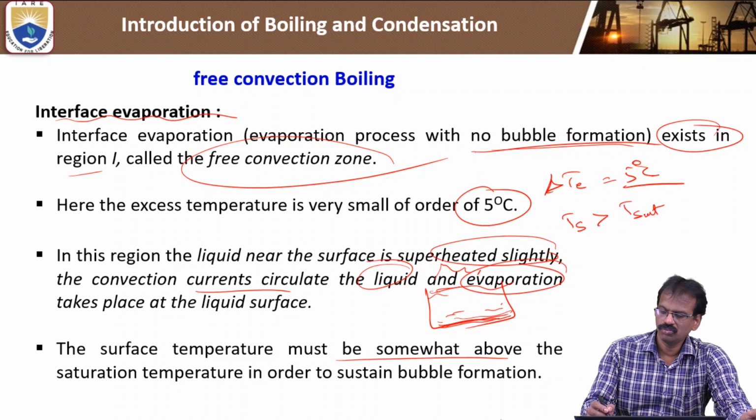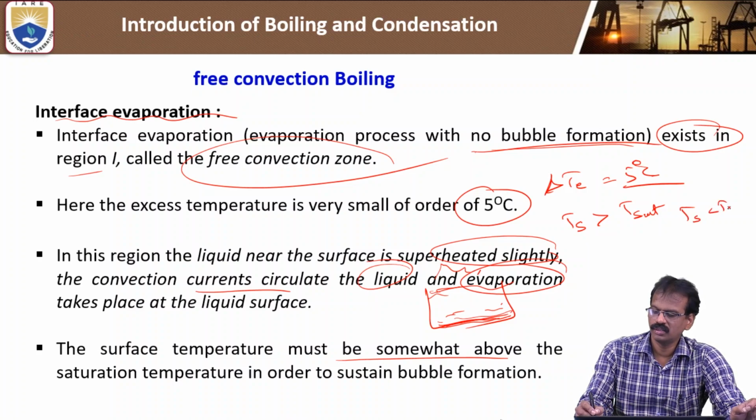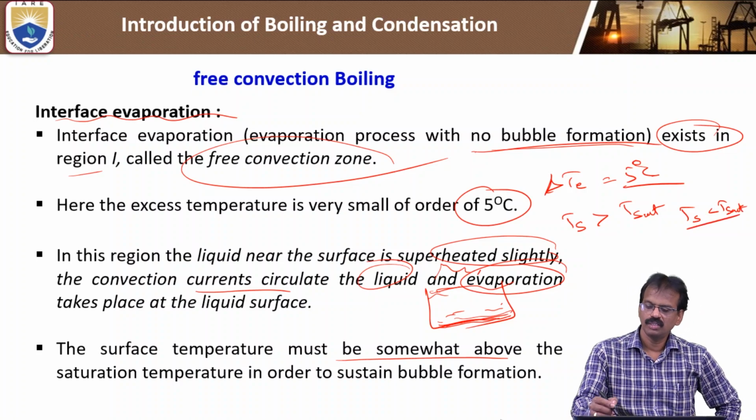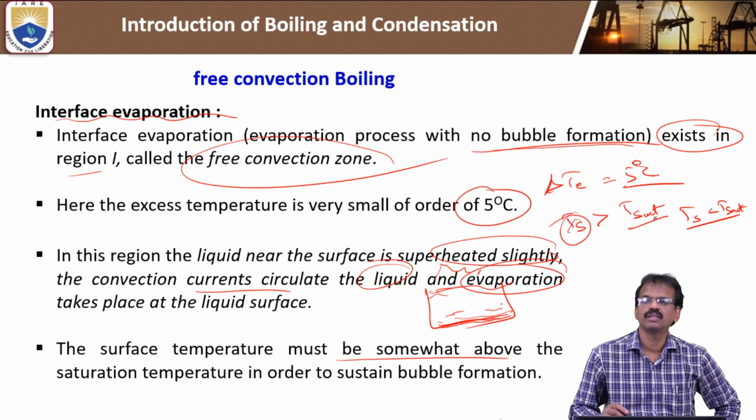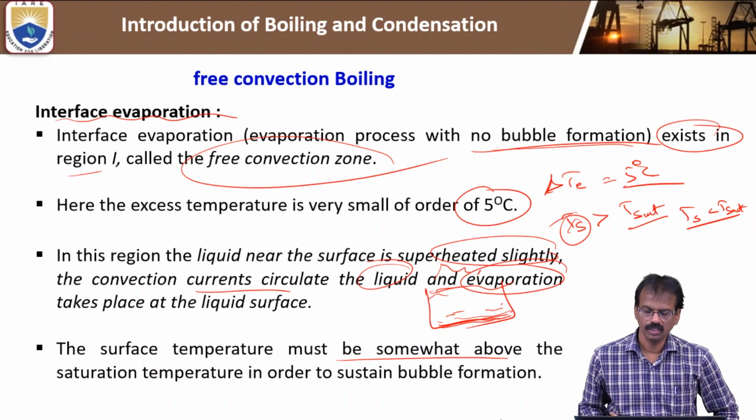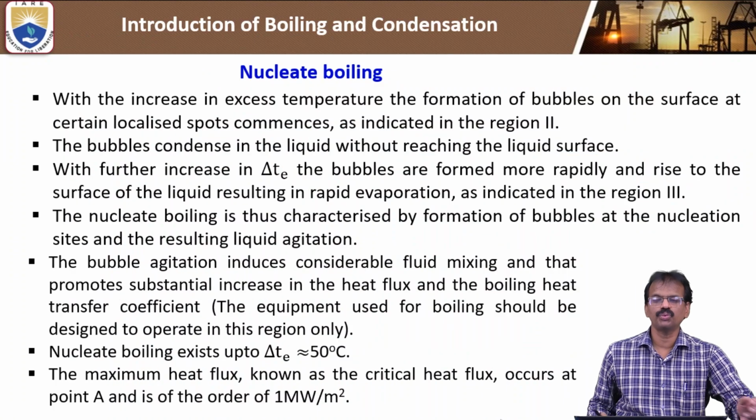Otherwise, only natural convection heat transfer takes place. If Ts is less than T saturation, only the convection process of heat transfer takes place. But if the surface temperature is greater than the saturation temperature, we will see the phase change also, but without bubble formation. So the next one is nucleate boiling.